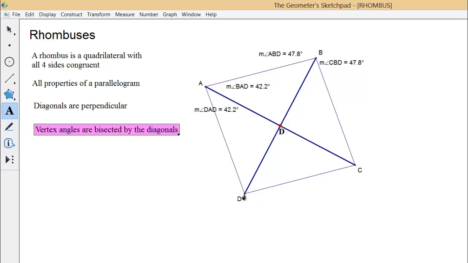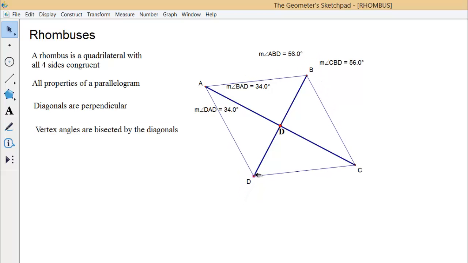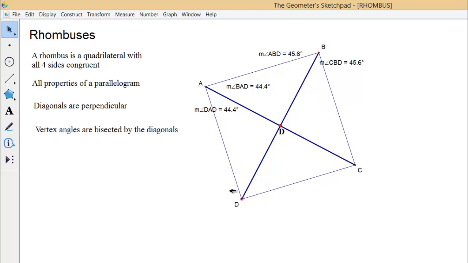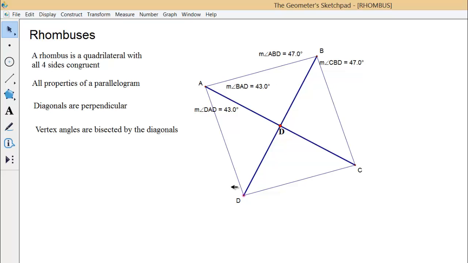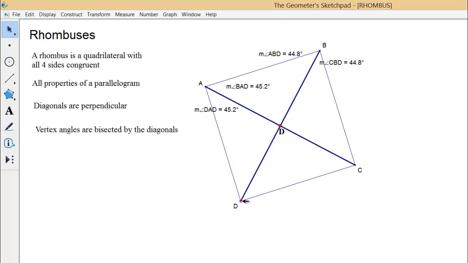Alright, and you can see that our rhombus could be a square. This looks almost like a square, but it doesn't have to be.